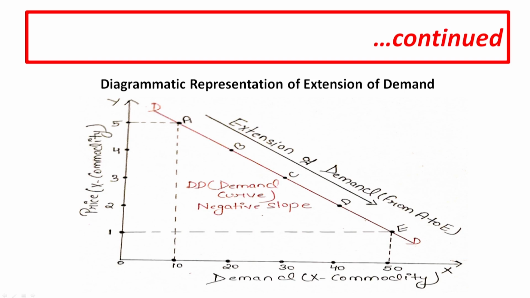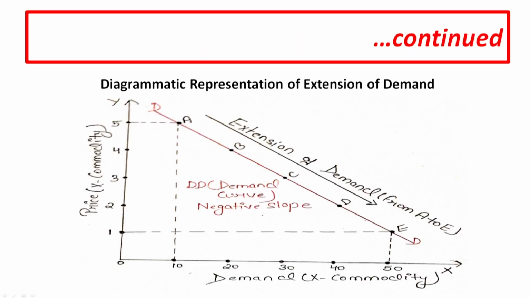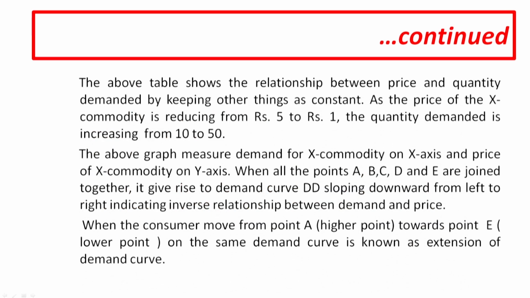This is the diagrammatic representation of extension of demand. As the table has shown, as the price is falling, the quantity demanded is increasing. So it is a case of extension of demand from point A to E. On the y-axis, you are able to see the price of the commodity, and on the x-axis, the quantity demanded. So the table shows the relation between the price and quantity demanded by keeping other things constant. As the price is reducing from 5 rupees to 1 rupee, the quantity demanded is increasing from 10 units to 50. The graph measures demand for X commodity on the X axis and price of X commodity on the Y axis.